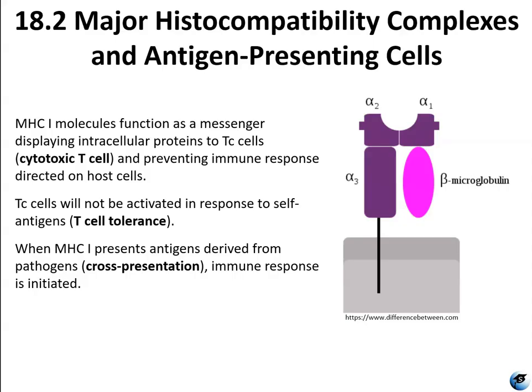MHC1 molecules function as a messenger, displaying intracellular proteins to T cells and preventing immune response directed on host cells. So your MHC1 molecules are helping to get rid of pathogenic cells but are protecting host cells from autoimmunity. When MHC1 presents antigens derived from pathogens, immune response is initiated.